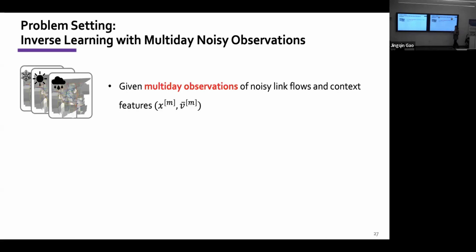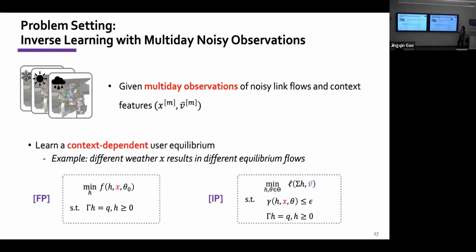Another good thing is we can observe some external factors that change people's behavior and remain observable on a sample or daily basis. For example, the weather. We expect that under different weather, the resulting equilibrium and travel patterns will be different. Given these multi-day observations, we can observe context and noisy link flows on multiple different days. This allows us to learn context-dependent user equilibrium models by including the context in the objective function of the forward problem.